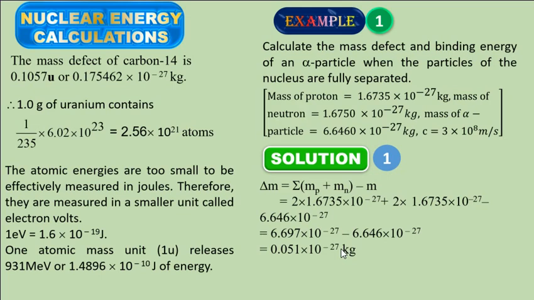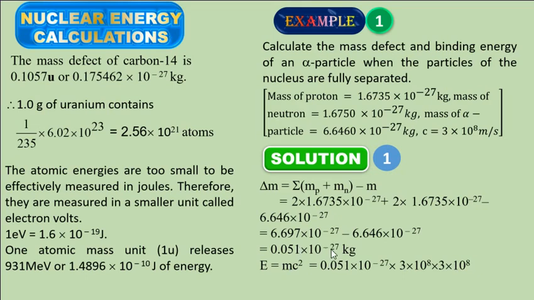This is the loss in mass when these particles are brought together to form the nucleus, or the gain in mass when the alpha particle nucleus is fully separated. So now that you have the mass defect, we apply this famous equation, Einstein's mass-energy relationship: E is equal to mc squared. Please remember, E is energy, m is mass defect, c is the speed of light. You must explain that.